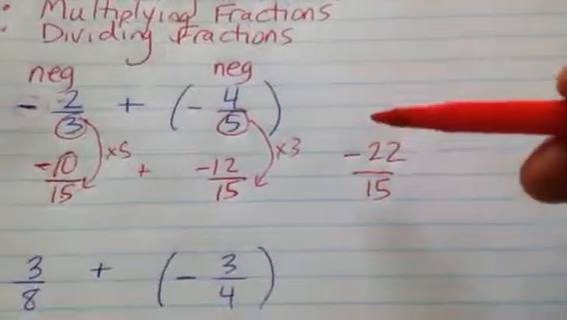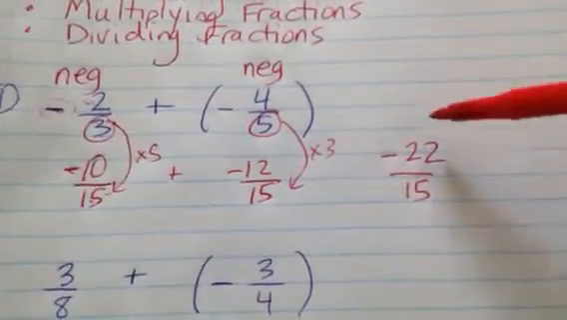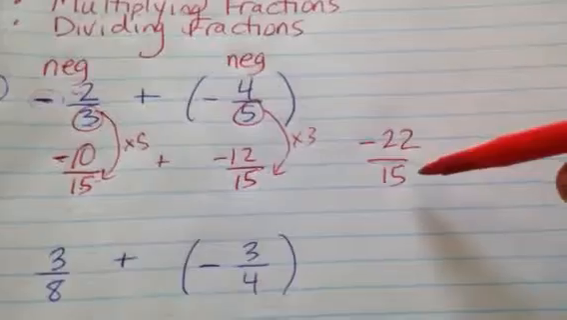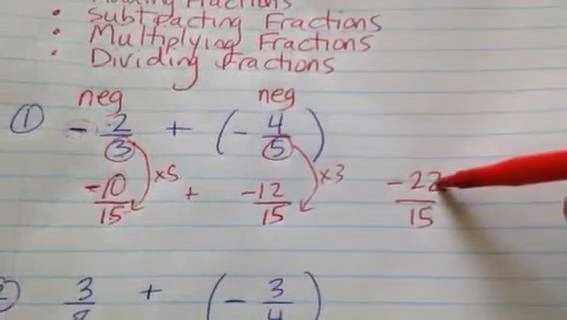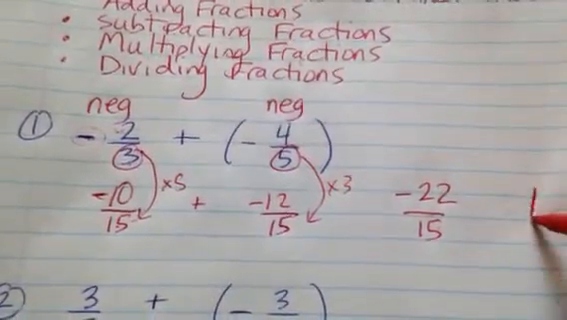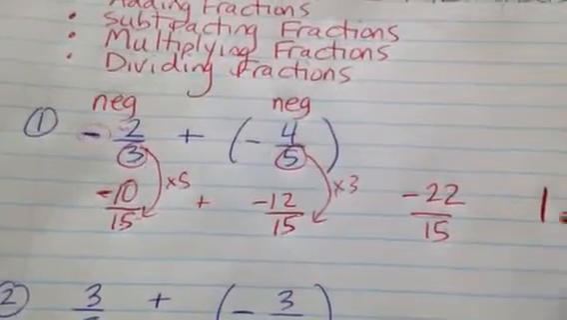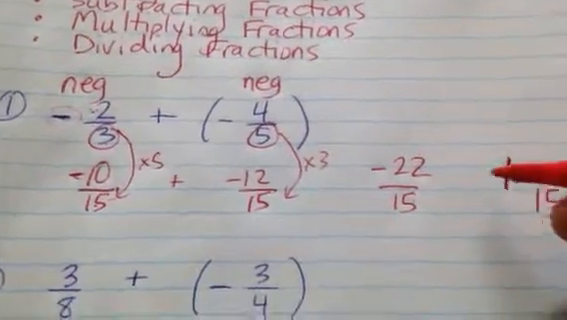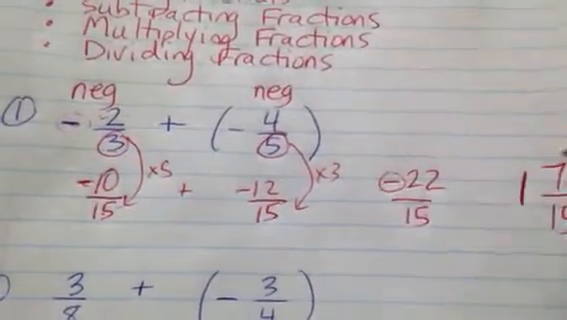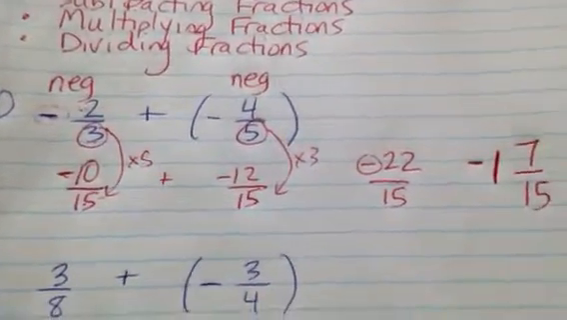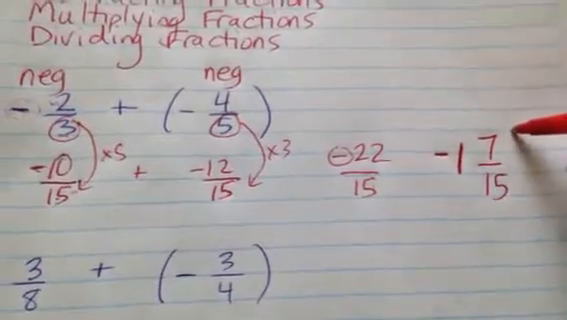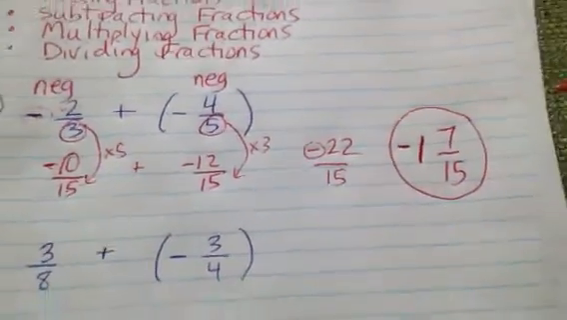Over 15. Now this is improper, which means I have to ask how many times does 15 go into 22? The answer is 1. And what's the leftover out of 15? Same bottom number. The leftover is 7. And that negative, don't forget that it'll attach itself to the 1. So it's negative 1 and 7/15.